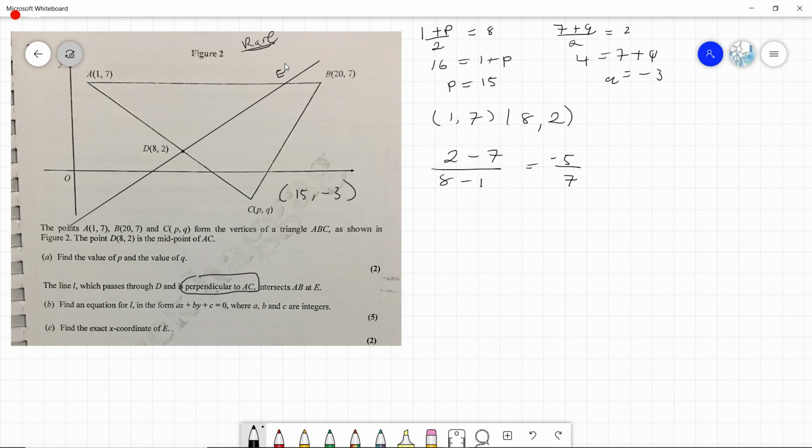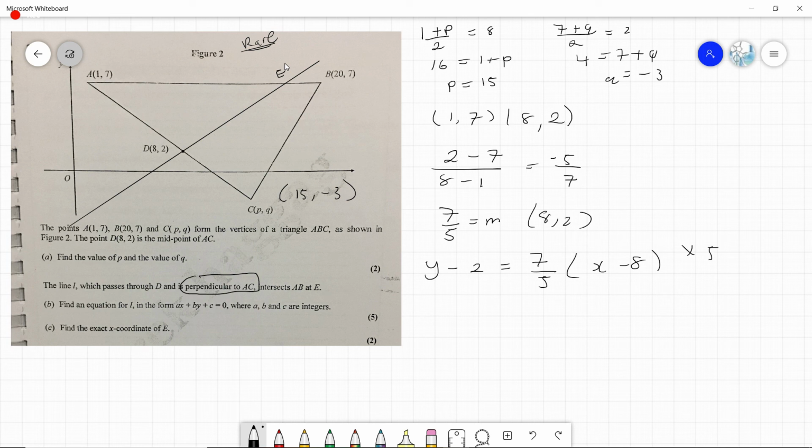Obviously 2 take away 7 is negative, so that's negative 5 over 7. But we need a perpendicular, which means the negative reciprocal of that, which is 7 over 5. That's my gradient. I also have point D, 8, 2. So I can apply straight away the formula, which says y minus 2 is equal to 7 over 5, open bracket, x minus 8.